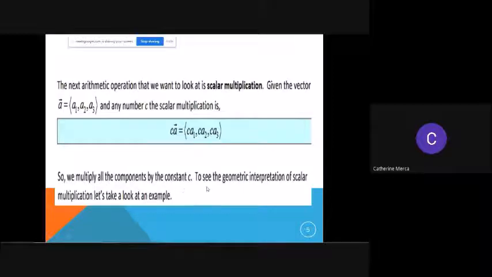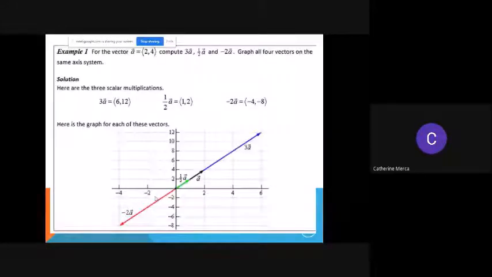What is the geometric interpretation of this? If you have the vector A to be (2, 4), you move 2 units and then 4 units. So this is your vector A. What is the vector 3A? The vector 3A is what you get when you multiply A by 3.